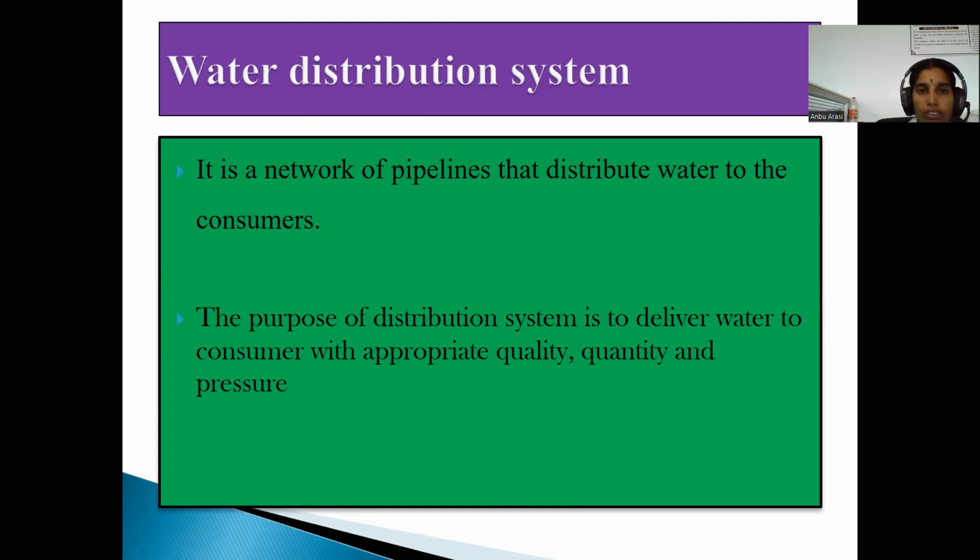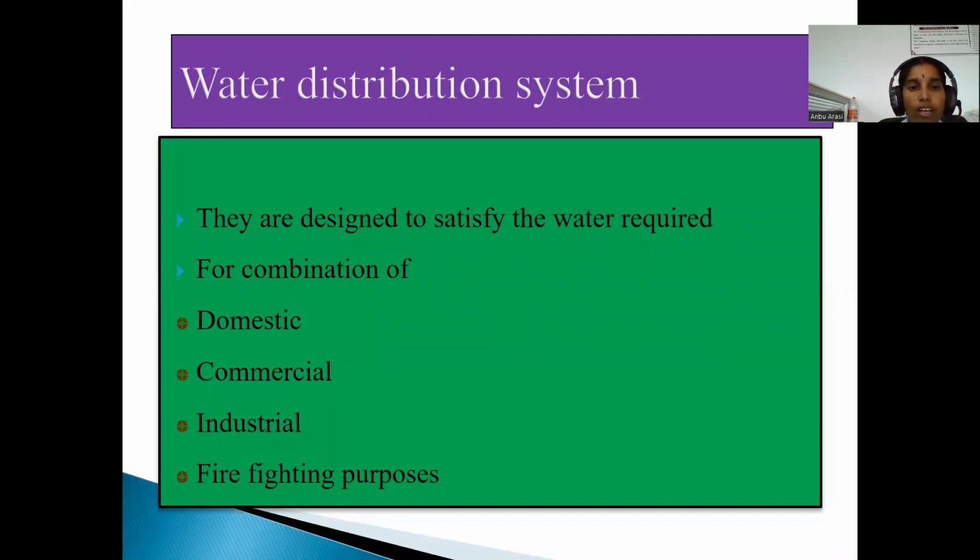First, we see what are the requirements of water distribution system. Water distribution system is a network of pipelines that distribute water to the consumer. The purpose of distribution system is to deliver water to consumers with appropriate quality, quantity, and pressure. They are designed to satisfy the water required for a combination of domestic, commercial, industrial, and firefighting purposes.